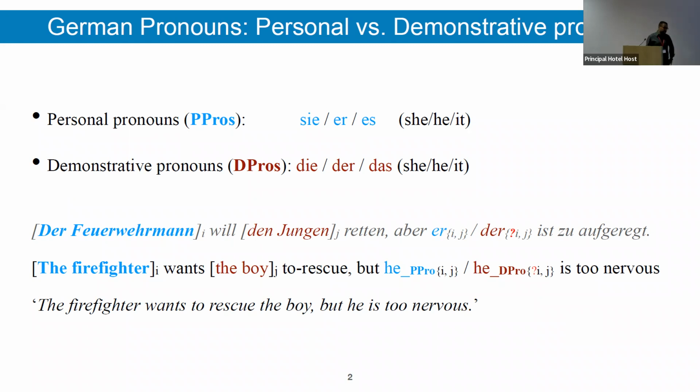Now consider a sentence such as: the firefighter wants to rescue the boy, but he is too nervous. Instead of "he", in German you could use the personal pronoun er, or the demonstrative pronoun der. If you use the personal pronoun er, one could say it has a slight preference towards the subject antecedent, the firefighter. Whereas if you use the demonstrative pronoun, there is a strong preference towards the object antecedent.